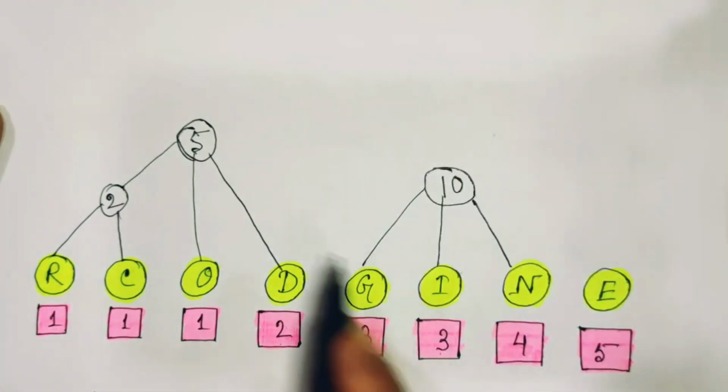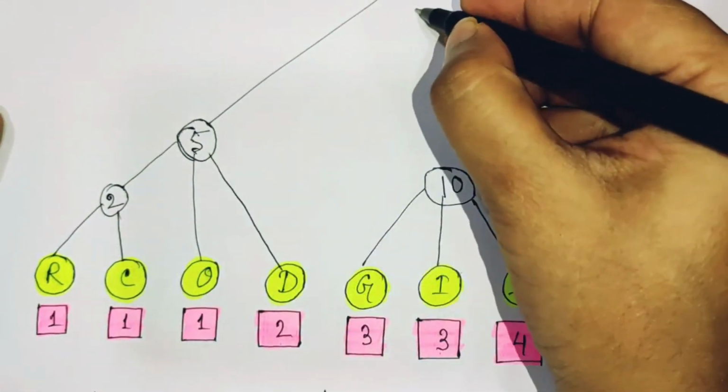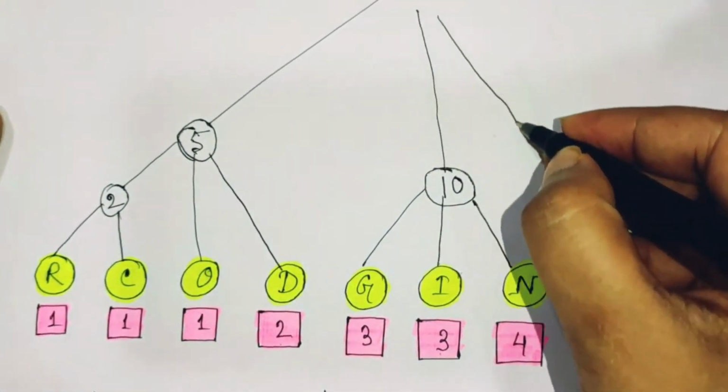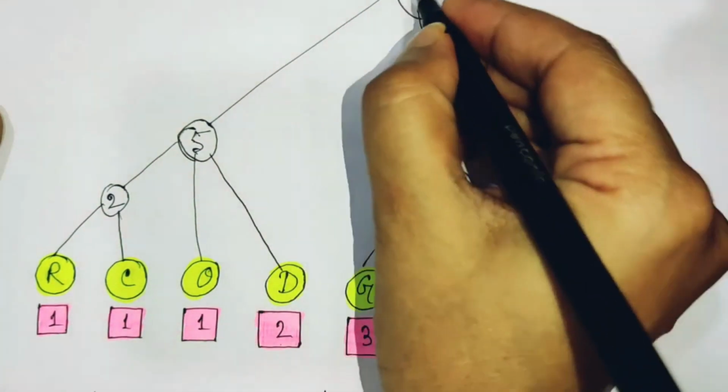Now the 3 nodes left are 5, 5 and 10. So we have to merge these 3. Just have a look. And the total value is 20.